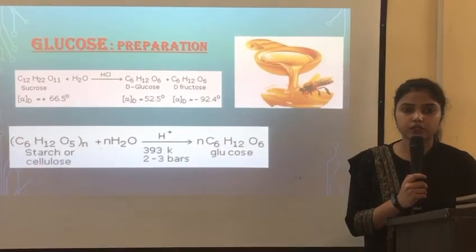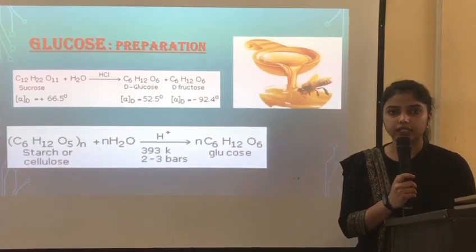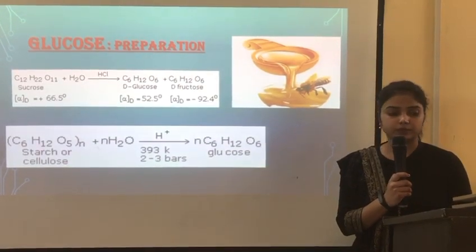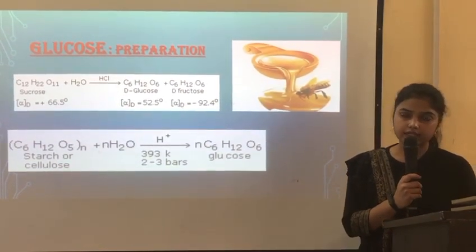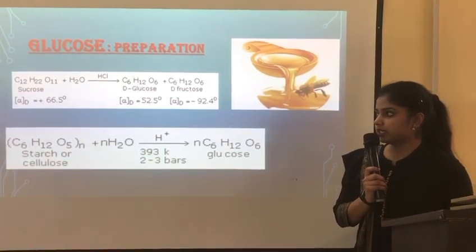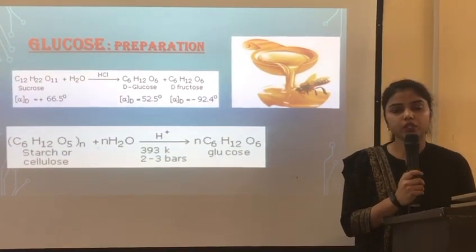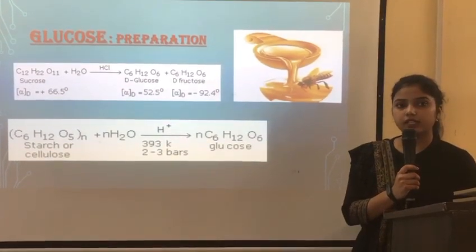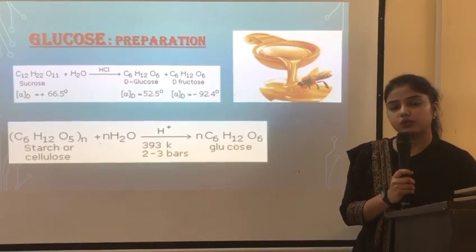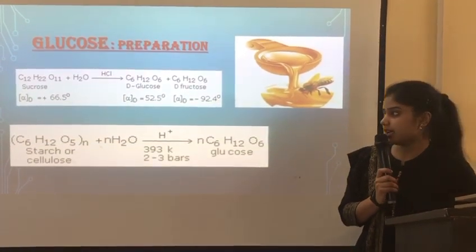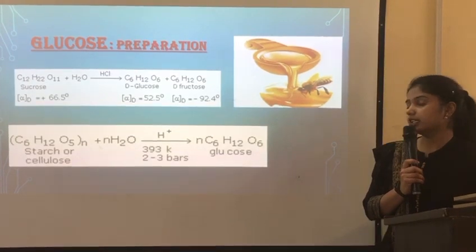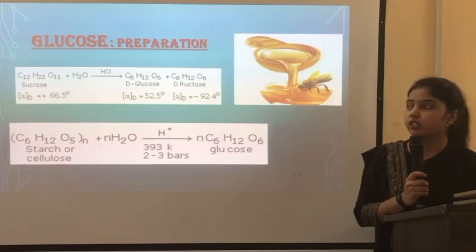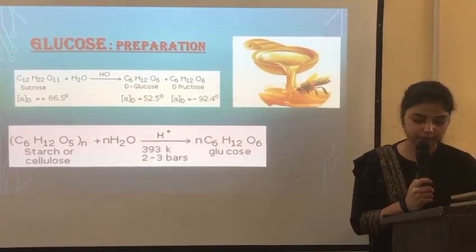When sucrose undergoes hydrolysis, means reaction with water, then it gives two products. First is glucose and second is fructose. Similarly, when n molecules of starch undergo hydrolysis, means when they react with n molecules of water under acidic condition, then they give glucose. These are the two methods by which glucose can be prepared.